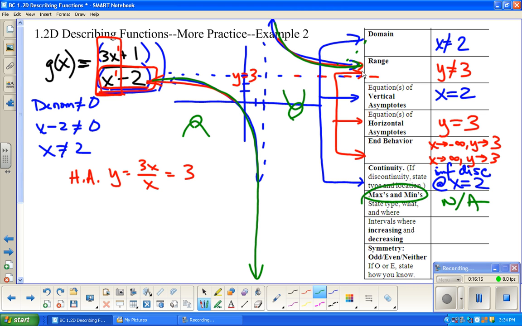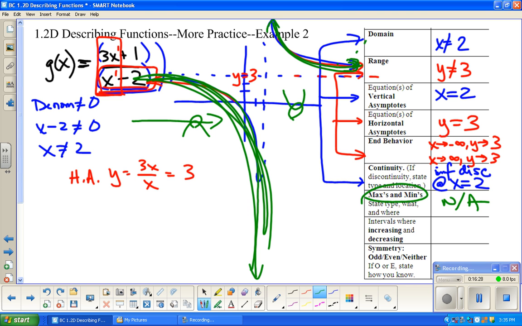Increasing and decreasing is about slope. This has a negative slope. As I read this from left to right, this is going down. As I read this from left to right, this is going down. Okay? So this time, increasing and decreasing, well, it's decreasing where? Well, everywhere. Everywhere except 2.